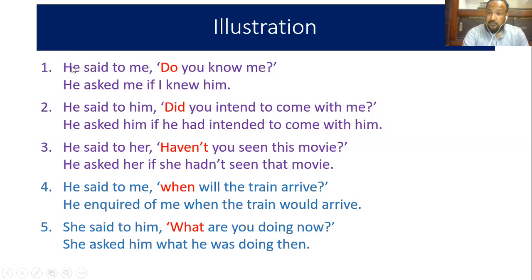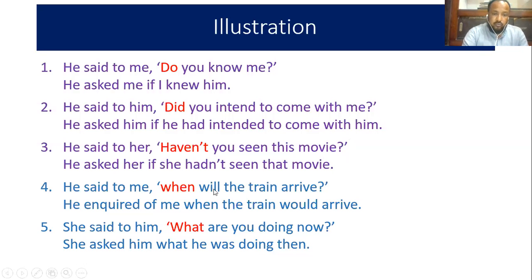What is the objective case of he? That is him. So it is mentioned right here. He said to him, did you intend to come with me? He asked him if he had intended to come with him. He said to her, haven't you seen this movie? He asked her if she hadn't seen that movie. It means change of tense, change of verb, change of words, and changing the question mark into a full stop. Each and everything is mentioned right here.